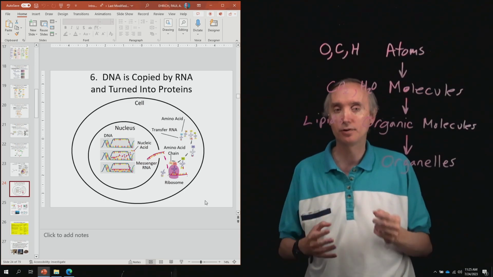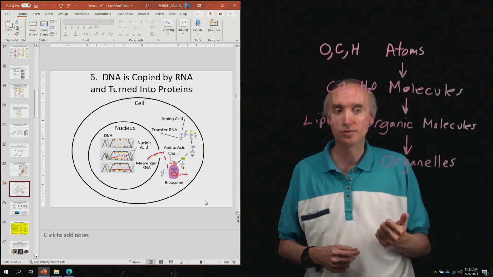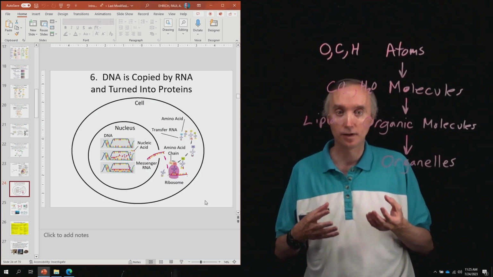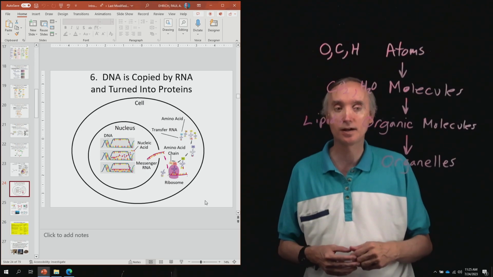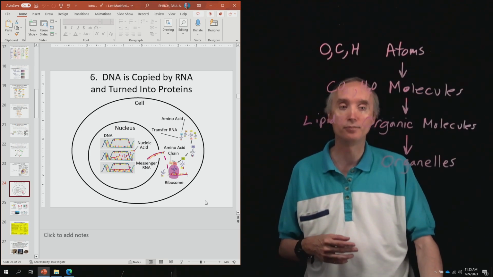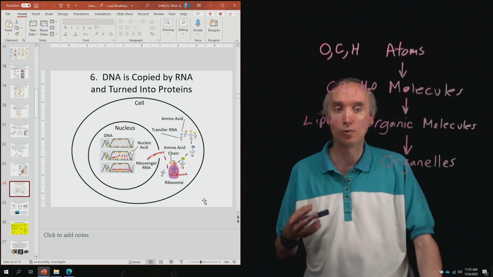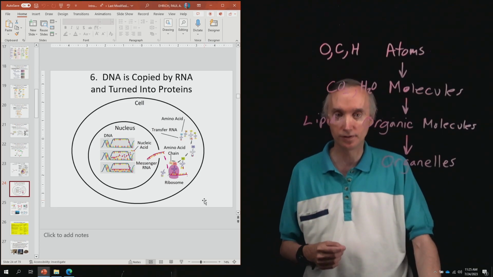And we said that proteins are very important inside the cell because proteins make up the structure of various components inside the cell. They are also used as chemical messengers for hormones. So proteins have a lot of different roles inside the cell.